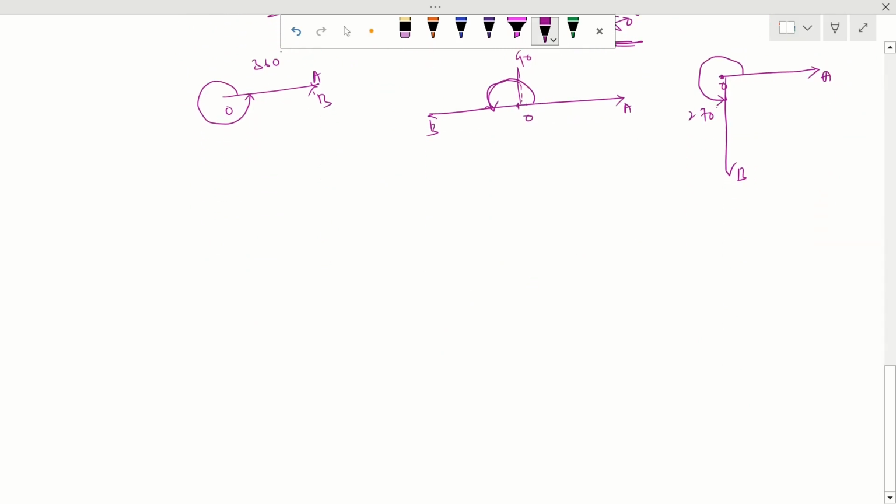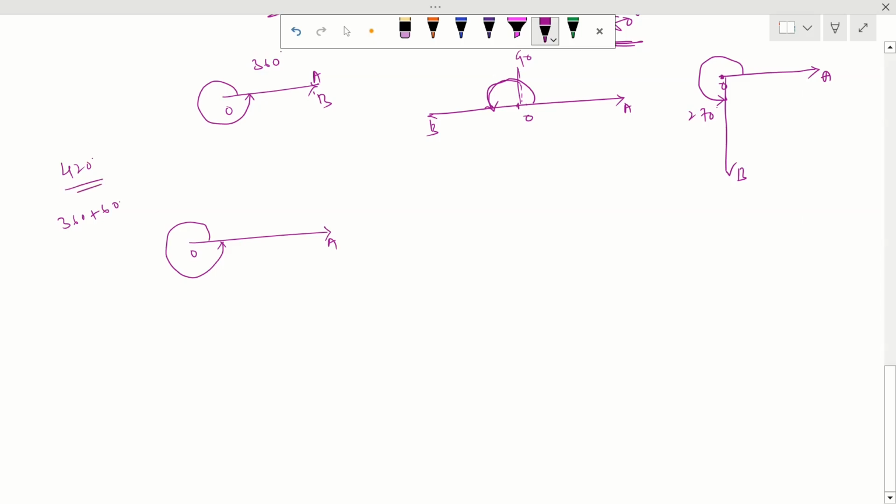One more positive angle we are going to discuss is 420 degrees. How can we measure this one? Suppose OA is a ray, and it starts rotating from this direction. It completes one cycle, 360 degrees. 360 plus 60 is 420 degrees.